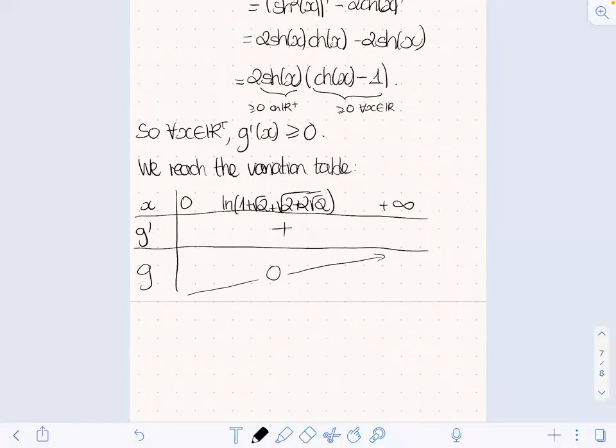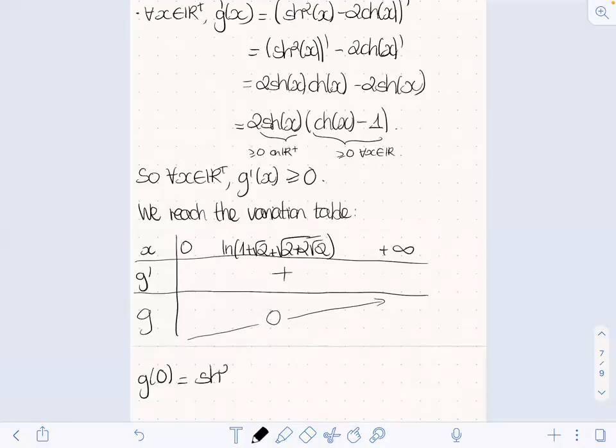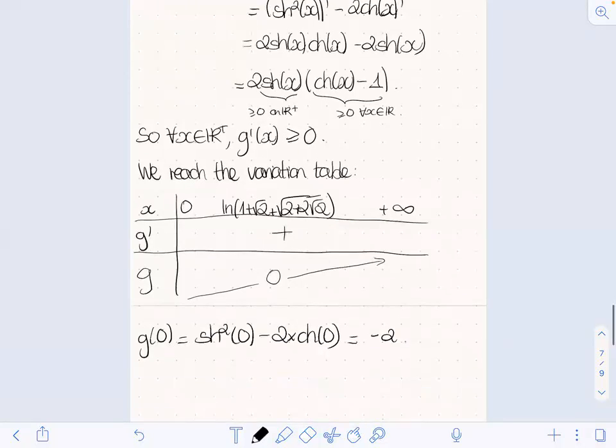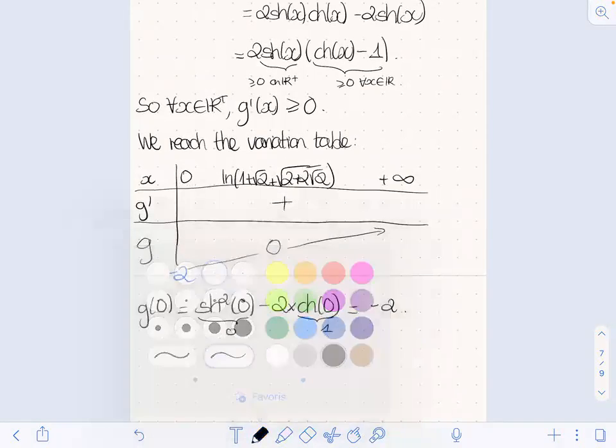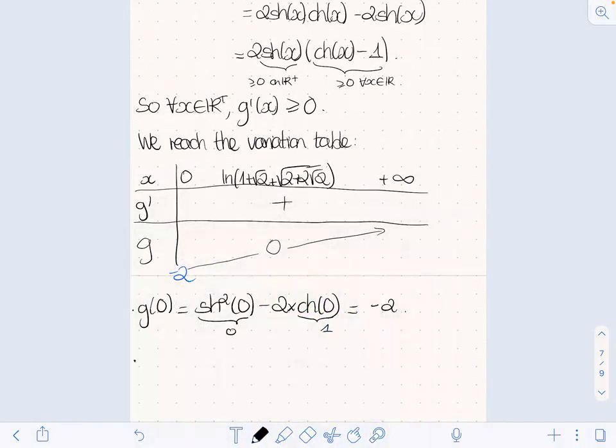So if we compute g of 0, that's equal to sh squared of 0 minus 2 times ch of 0. And if you take a look at what it is, that's equal to minus 2. This is 1, and this is 0. So here you've got minus 2. And then we can take a look at what happens to the function at plus infinity.